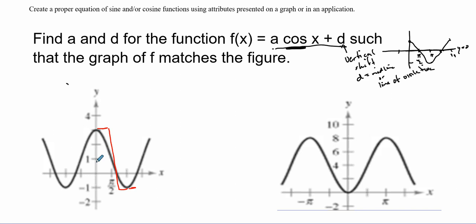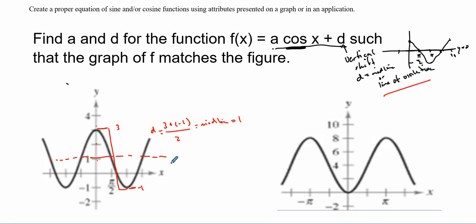In this particular example, we have a 3, and then we have a -1. Well, 3 plus -1, and then we divide that by 2. That will give us our midline. And our midline, also known as the line of oscillation, is actually equal to D. What we have here is going to equal 1. So we can see that D is going to equal 1 in this case.